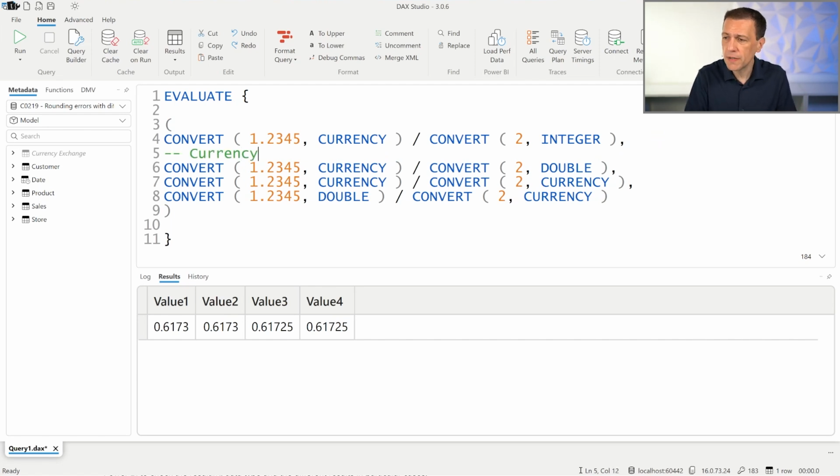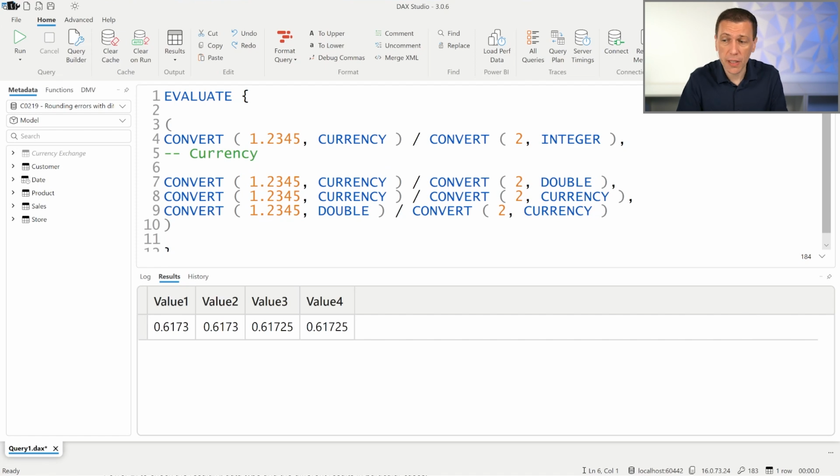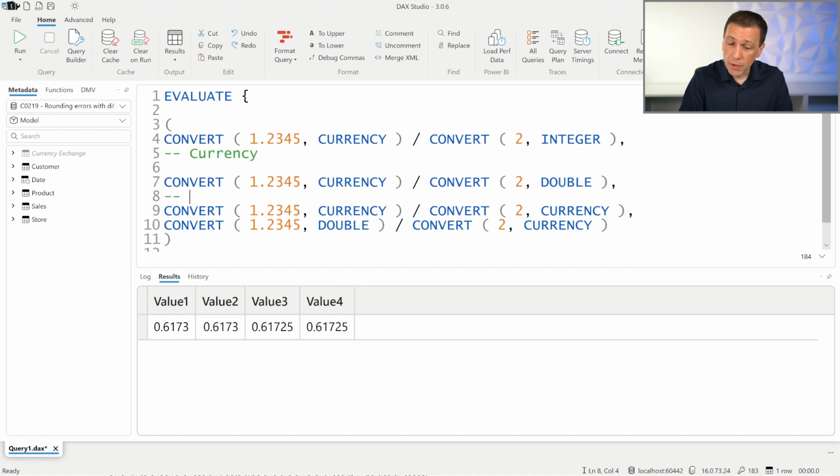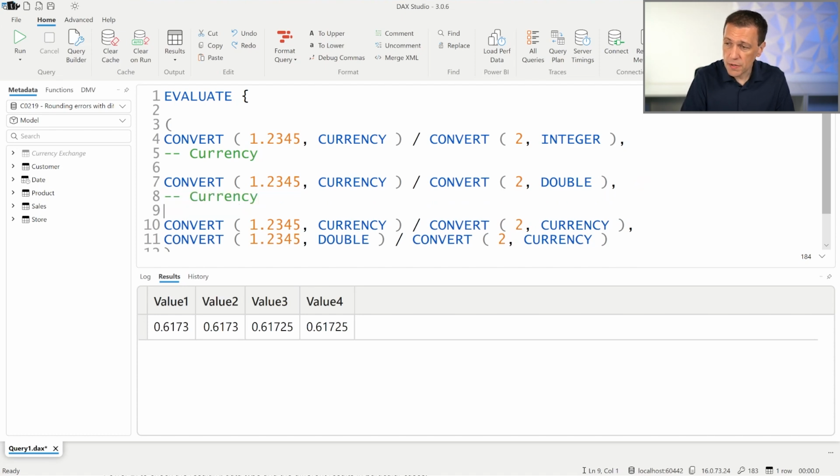And so because the result is a currency, it can only have 4 digits. We have as a result a number that has been rounded. So the 5th digit has been rounded to the 4th digit. What happens when we divide a currency by a double? The result is still a currency, and so as you can imagine, the result is still rounded.